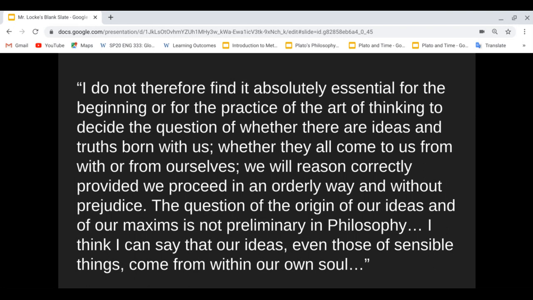Whether they all come to us from without or from ourselves, we will reason correctly, provided we proceed in an orderly way and without prejudice. The question of the origin of our ideas and of our maxims is not preliminary in philosophy. I think I can say that our ideas, even those of sensible things, come from within our own soul.